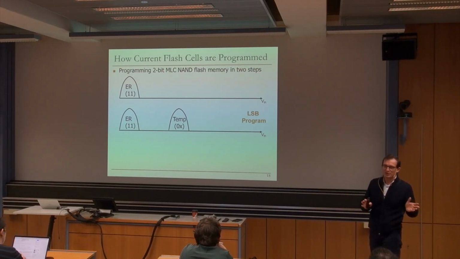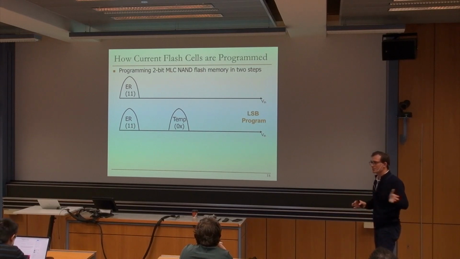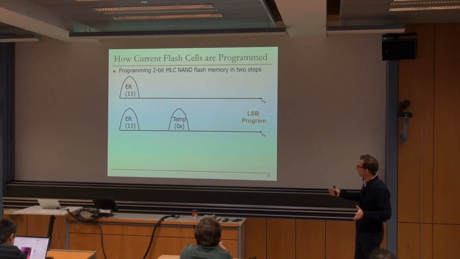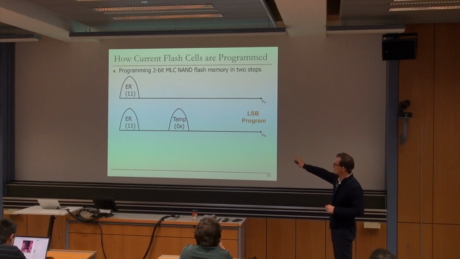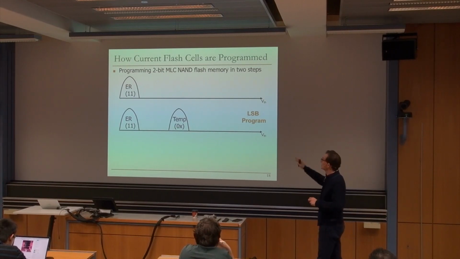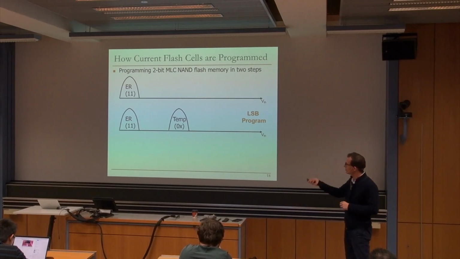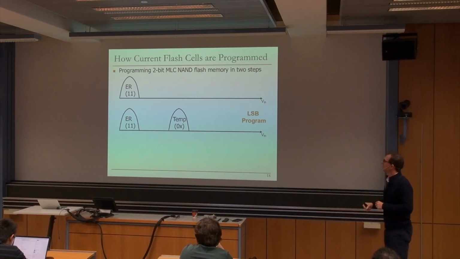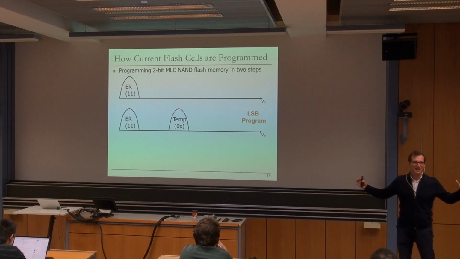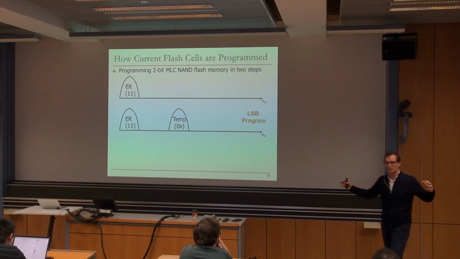Sometimes actually there are two types of programming mechanisms. One is called one-shot programming, and the other is two-step programming. A lot of flash memories use this two-step programming because it's more precise, because you program one bit first and then the other bit next. But actually, if you have a very large cell, sometimes it's okay to use one-shot programming.